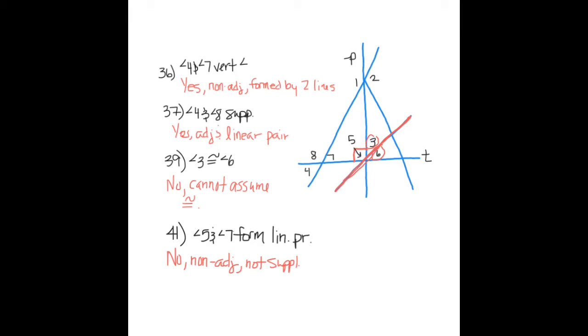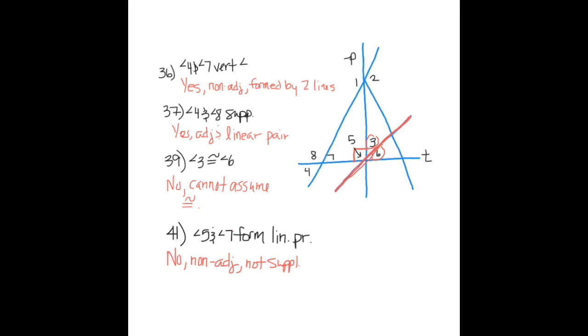Number 41, angles 5 and 7 form a linear pair. You don't know that. The only way that angle 5 and angle 7 would form a linear pair is if angle 7 was a right angle. It doesn't look like it's a right angle. You can say that it's not a right angle, but you're not 100% sure. So that one's a little questionable, but what do we know about a linear pair?